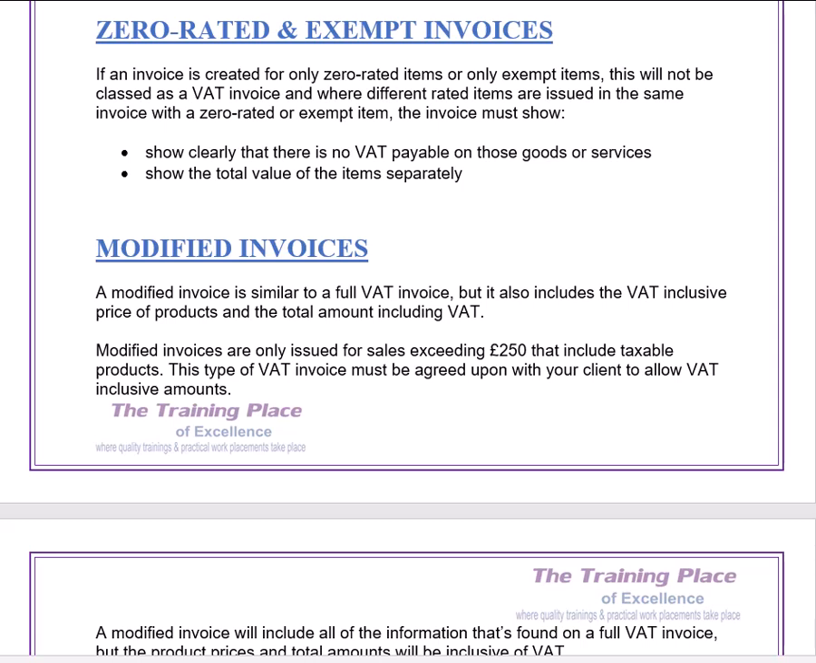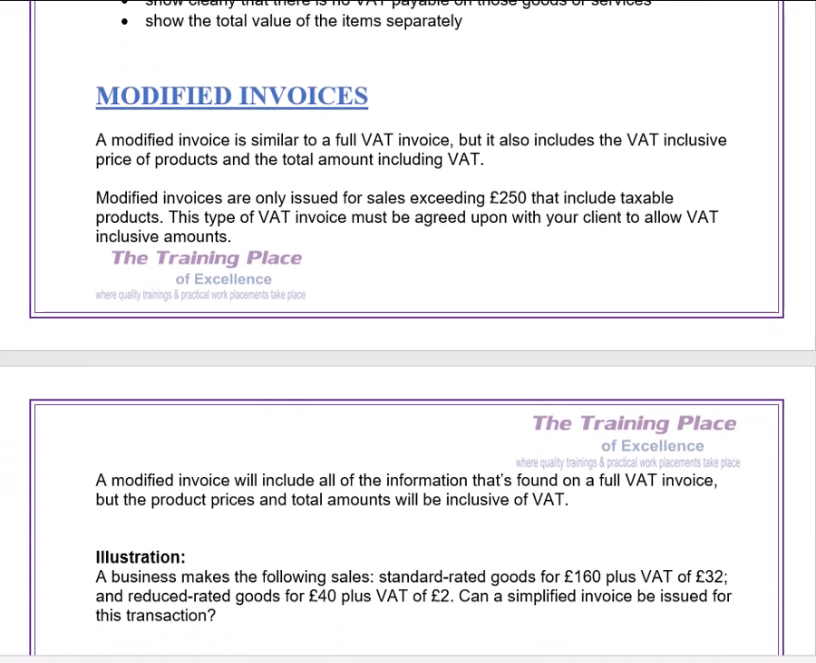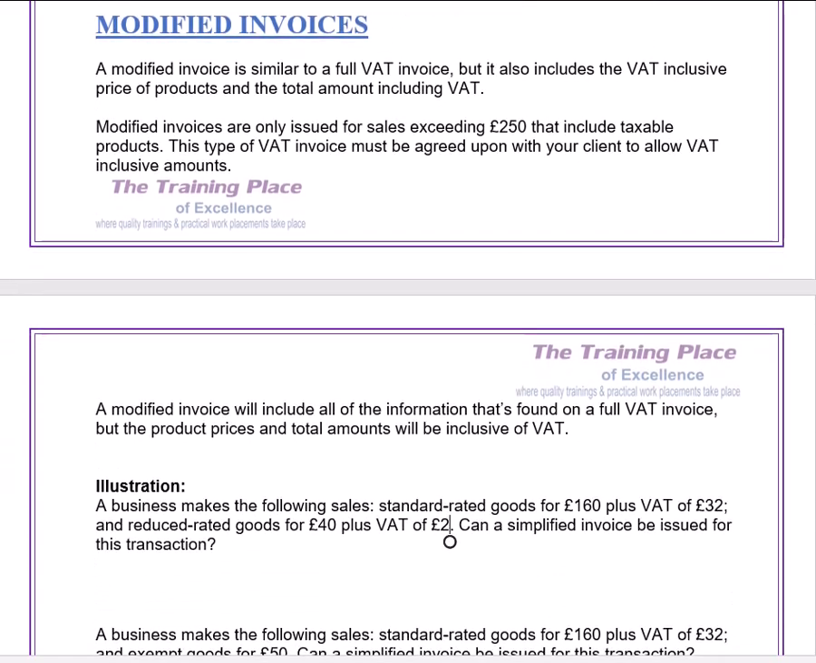You also have modified invoices. A modified invoice is similar to a full invoice, but it also includes the VAT inclusive price of products and the total amount including VAT. Modified invoices are only used for sales exceeding £250.